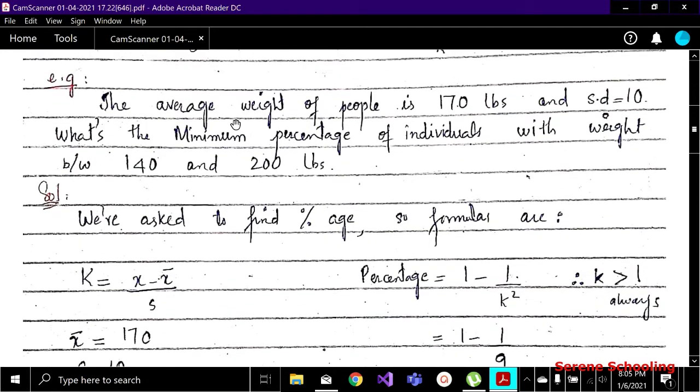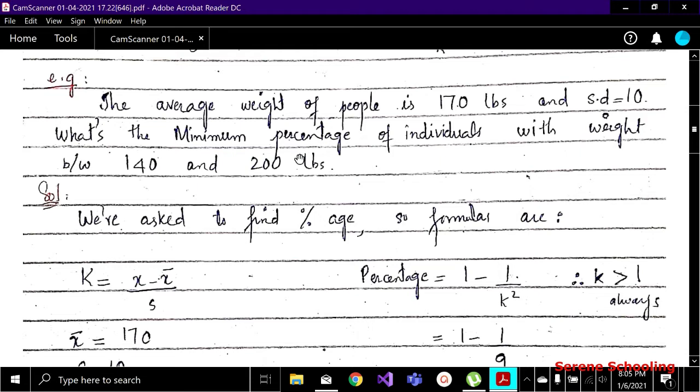So see here, this is our example. The average weight of people is 170 pounds. Standard deviation is 10. What's the minimum percentage? Now we are not told anywhere to find it using Chebyshev's theorem. We are just given the hint of the minimum percentage, right? It automatically tells us that we have to use Chebyshev's theorem, right? Of individuals with weight between this and this. It means that this is the range of the data, right? This is our mean, and this is the standard deviation, and we have to find what? The minimum percentage. And we can get the minimum percentage only through Chebyshev's theorem.